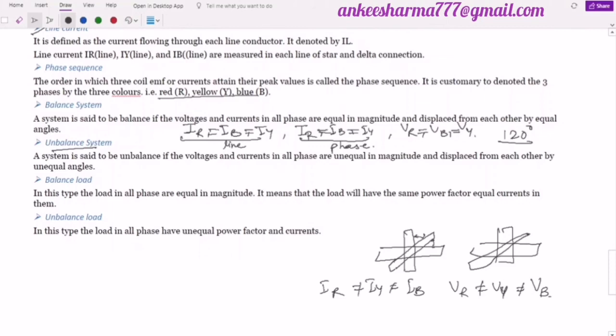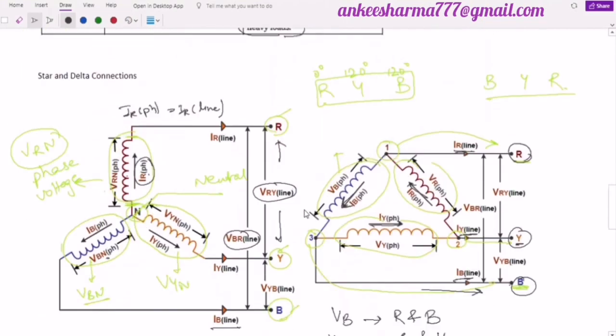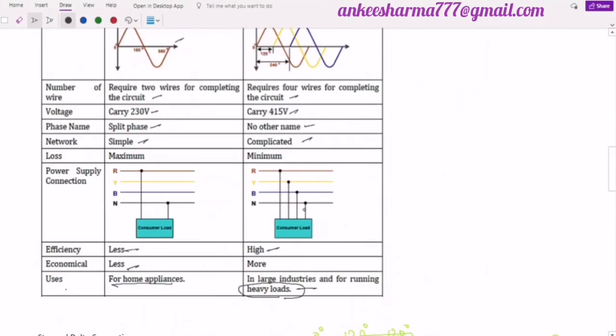Now the next definition is the balanced load. Balanced load is nothing but the load in all phases being equal in magnitude, as we are going to connect any load across these two terminals. For example, in this diagram, I am going to connect the load here. So if I take a red line and a neutral wire and connect a load over here, let this load be RL.